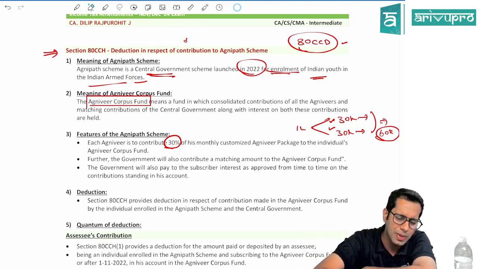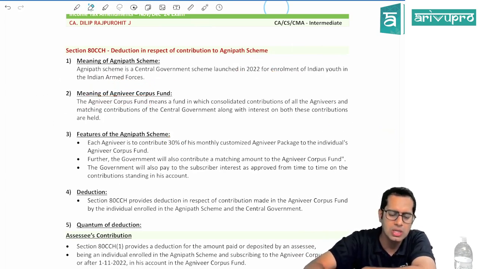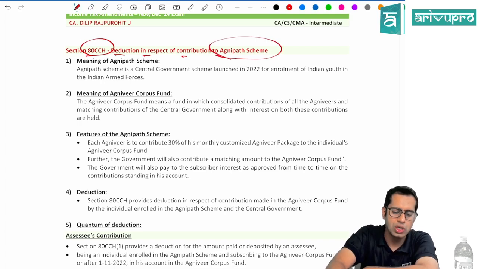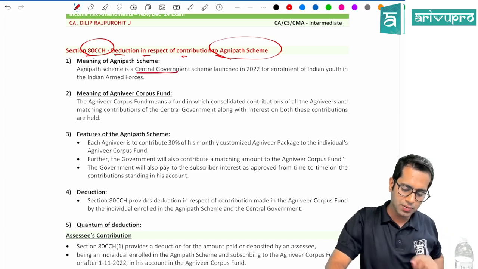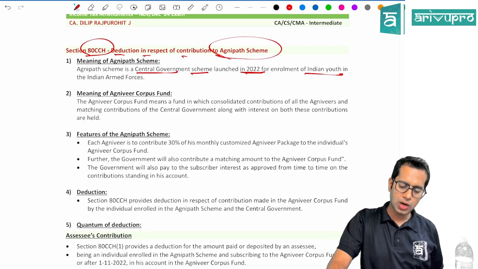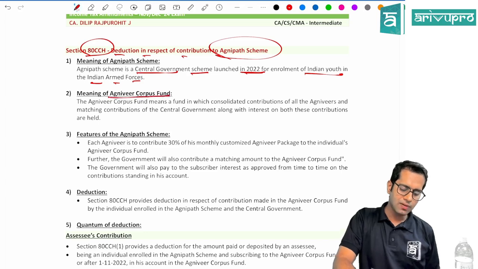It is just a copy paste of what was there under 80 CCD. But a new scheme has been added. The government has got a new scheme. 80 CCH, deduction in respect of contribution to Agnipath scheme. The Agnipath scheme is a scheme launched by the central government in the year 2022 for enrollment of Indian youth to the Indian Armed Forces. What is the Agniveer Corpus Fund?